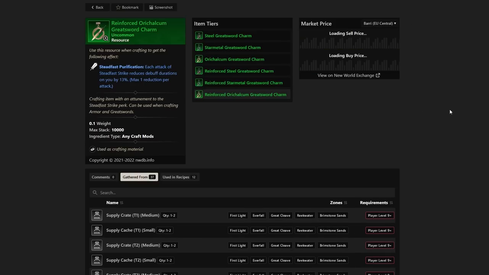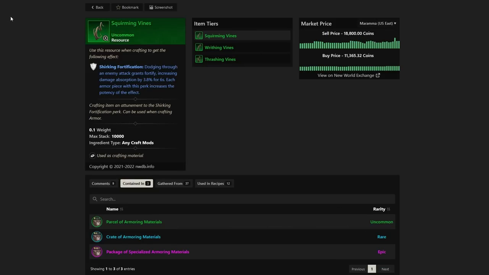As we go to the final Greatsword Charm, it's going to be Steadfast Purification. This one's not going to have much value at all. A lot of people don't even run Steadfast, so Steadfast Purification is going to be kind of irrelevant in this situation. Realistically, if you are looking to hunt some of these charms, we'll talk about where those come from in just a second. But I want to make sure I grabbed all of the specific ones we should be looking for.